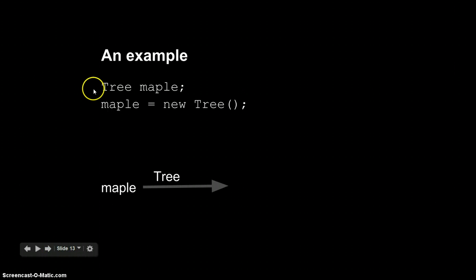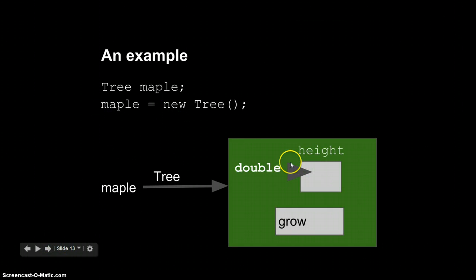So stepping through this line by line, when we say tree maple, we've got type, we've got an identifier. So what that's going to do is create a reference to some tree object. Now notice right now, is it referencing any object? No. Okay? That's what's going to happen in the second line. We're going to make it reference a new tree object. So there we go. And then we store the location of that tree object inside of this variable here, maple.